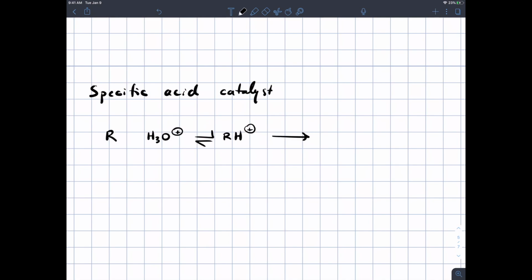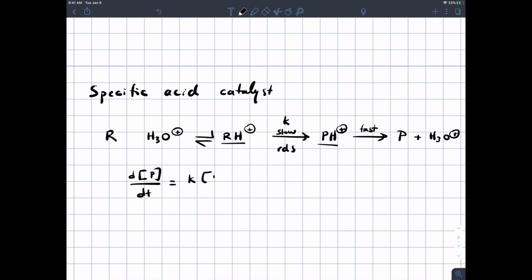And then in a slow step, where we've got the rate constant k, the rate determining step of the reaction, we're going to convert to product, and then in a subsequent fast step that we don't see, we'll regenerate hydronium. All right? And because the rate determining step involves conversion of RH+, protonated R, to protonated product, we can say that the appearance of product as a function of time should be equal to the rate constant times the amount of protonated R.